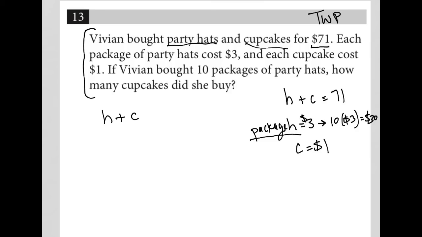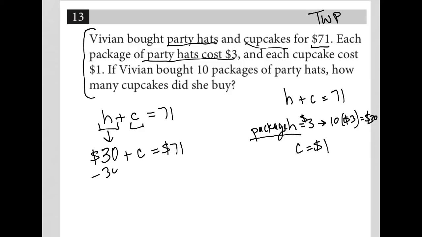Again, H plus C equals 71. We know that when it comes to hats, the question is telling us that the package of party hats costs $3, and each cupcake costs $1, right? So that's $1 there. And she bought 10 packages of party hats. So for H, we're spending $30. So we have $30 plus C equals $71, subtracting the 30 from both sides. So I know that C equals 41.